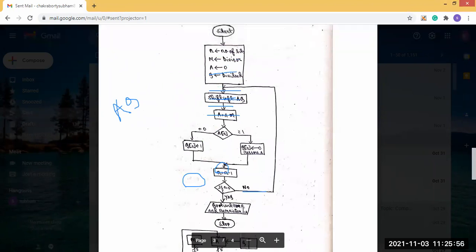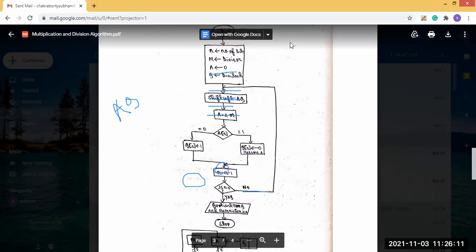Quotient Q and remainder. Q will be our quotient and the remainder will be A. In the accumulator, we will get the remainder and we will get the quotient from capital Q. And after that, we will perform the stop operation. So let's see in the example.